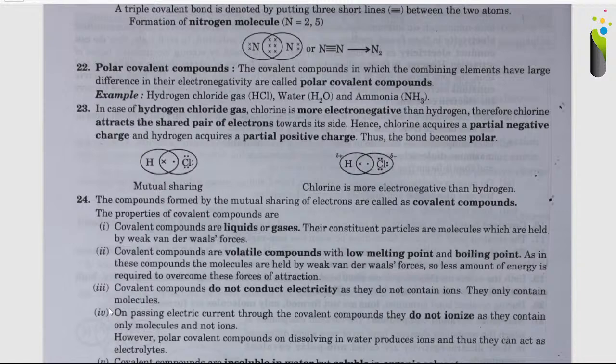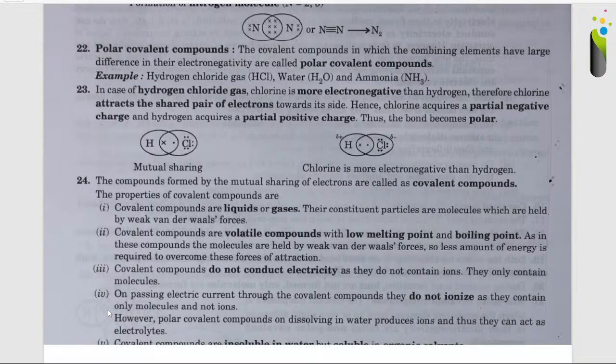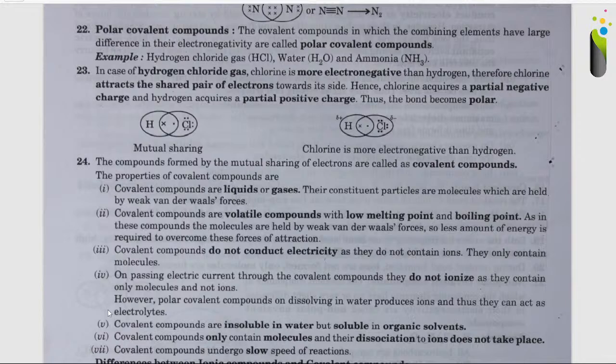In case of hydrogen chloride gas, chlorine is more electronegative than hydrogen. Therefore, chlorine attracts the shared pair of electrons towards its side. Hence, chlorine acquires a partial negative charge and hydrogen acquires a partial positive charge, and thus the bond becomes polar. So here you can see the diagram, mutual sharing of the electrons between hydrogen and chlorine. So chlorine is more electronegative than hydrogen.